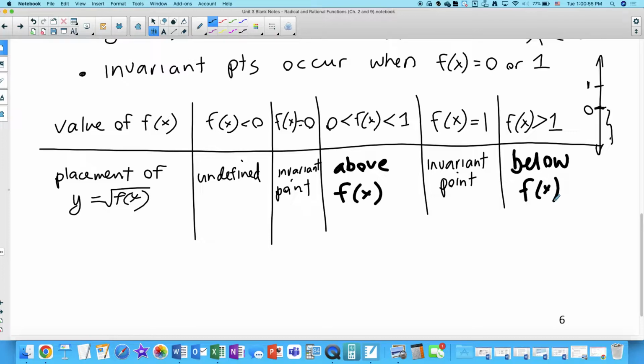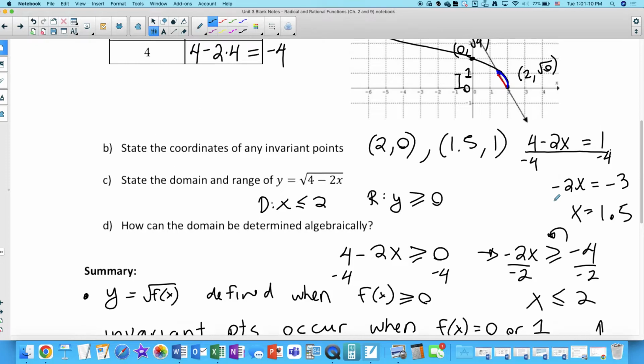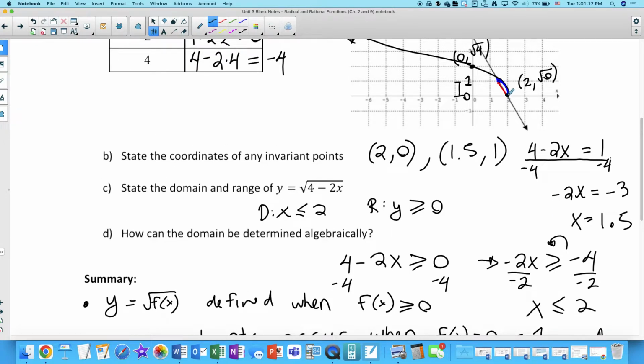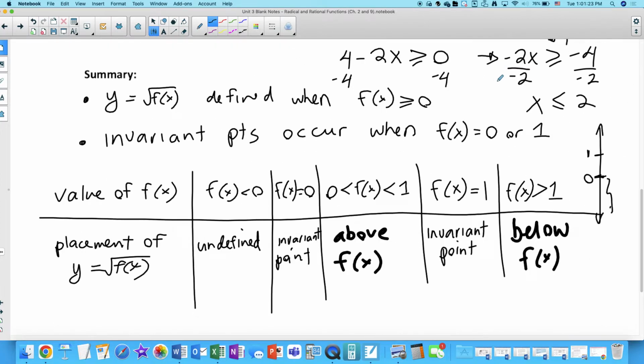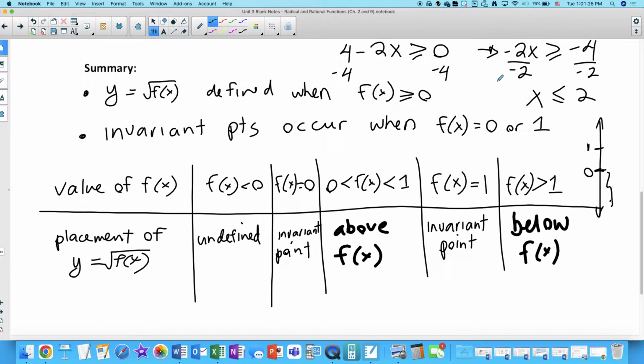And actually, this can give you a guide to get a rough sketch of the radical function without actually having to think about the table of values, right? If you just know, okay, these points have to stay the same, and then that's less than 1, so that's going to be above it, and then everything else will be below. You can use it as a guide. Okay? Any questions so far? All right.